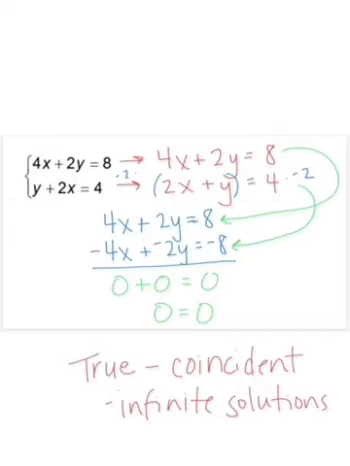So when you eliminate the variables and you end up with a true statement, you really have two lines that are the exact same line.